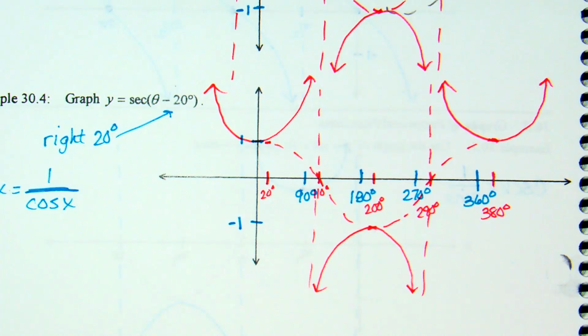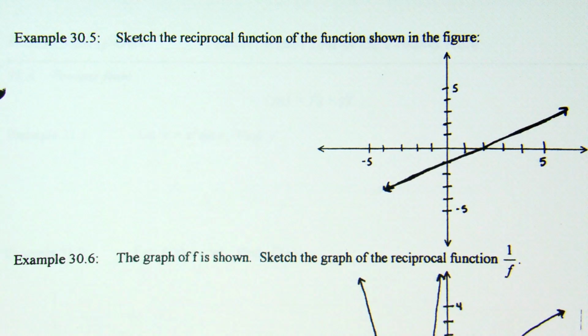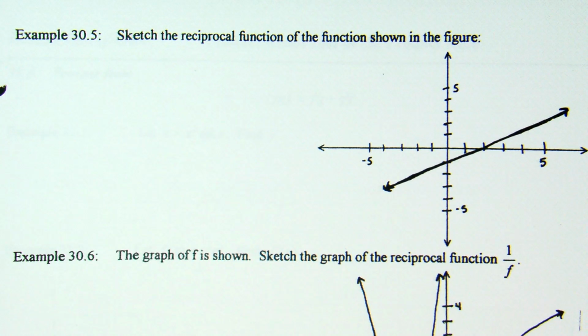Okay, guys, I don't know if you caught the theme today, but we've been working on reciprocal functions. We started with sine and graphed cosecant, then tangent and cotangent, secant and cosine. We've been graphing all these reciprocals. So we're going to culminate here with sketching a reciprocal. Sketch a reciprocal function of the function shown in the figure. So we have a line, and we're going to sketch the reciprocal of this.